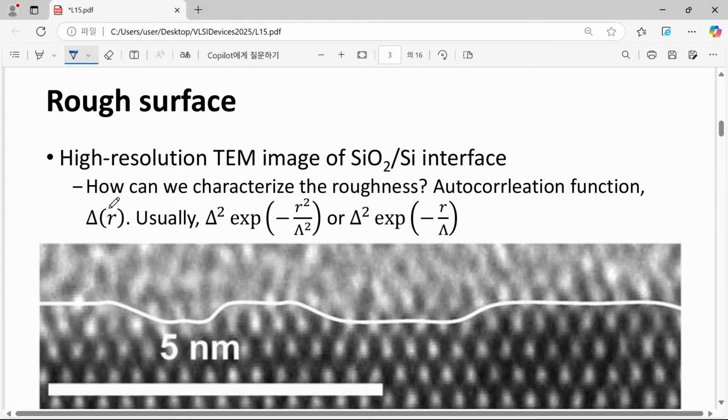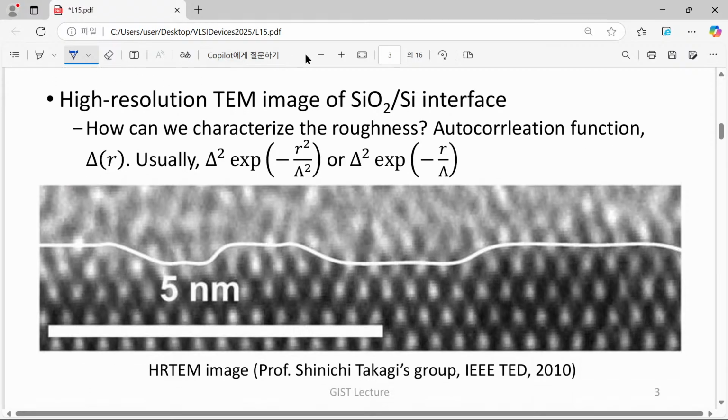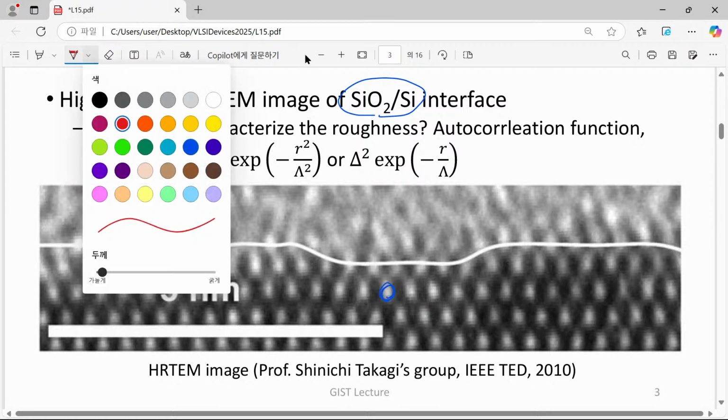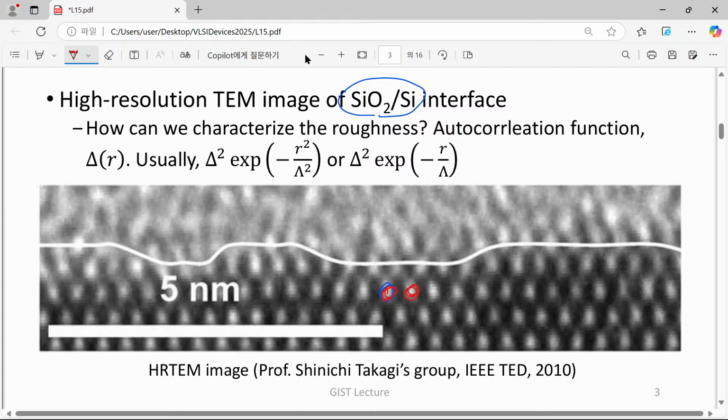So as you can see here, this is one typical example of a silicon and silicon dioxide interface. So here, as you can see, this is a silicon dioxide interface. This is taken from one research group's journal paper, and in this high resolution TEM image, you can find some bright dots. Maybe I can use different colors. So you can identify those dots. Those dots correspond to silicon atoms.